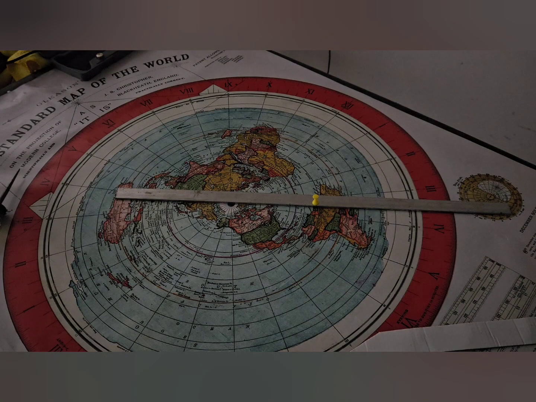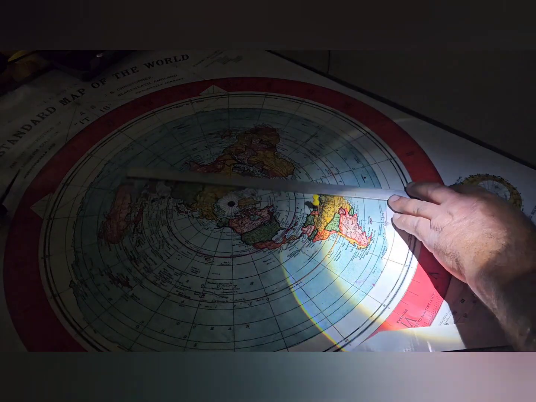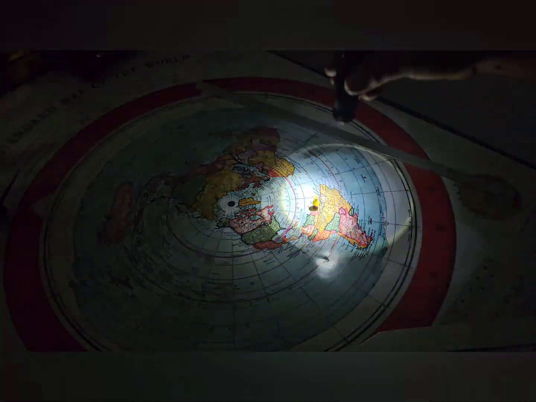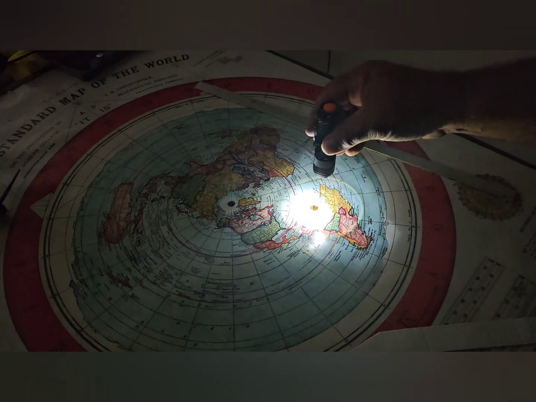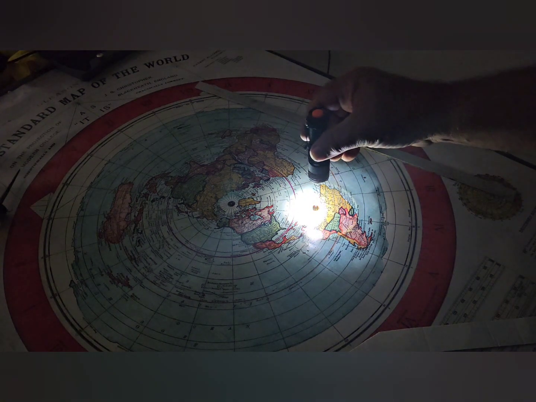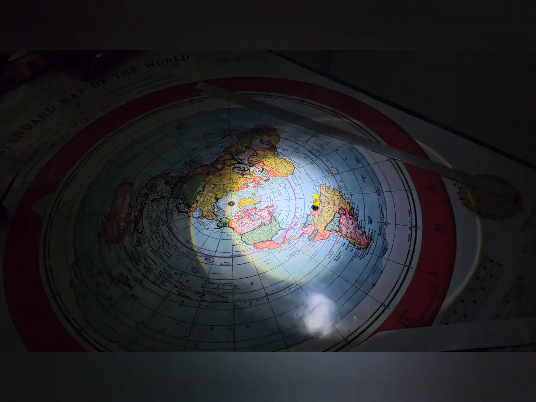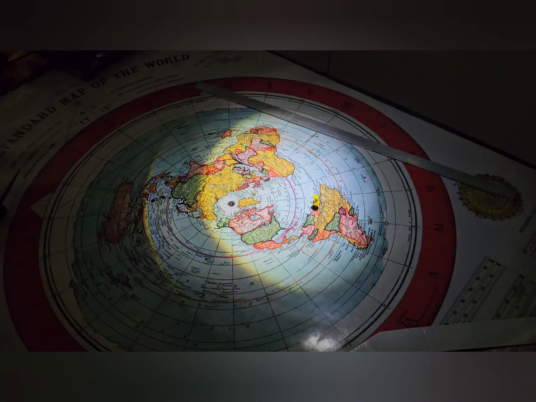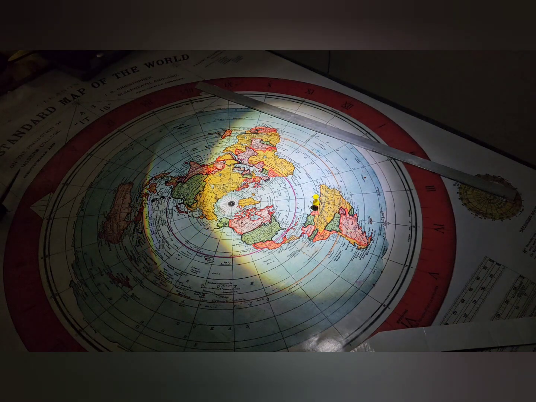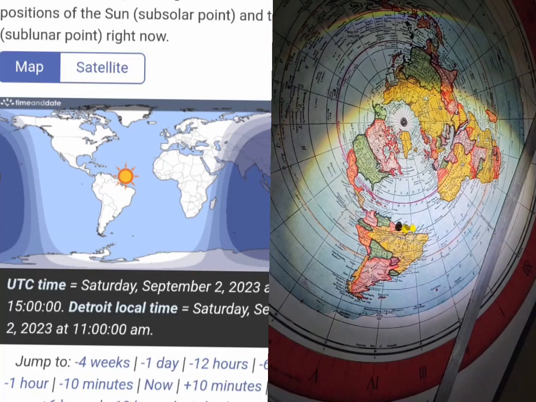Okay, let's take it one step further. Okay, so let's get this out of the way. Now, here's the sun on a flat Earth map where we calculated it at, and let's compare it to timeanddate.com. So we're gonna go straight up from where the sun is, and say to about there. Okay, now let's compare our daylight on our flat Earth map from where the sun is compared to timeanddate.com.